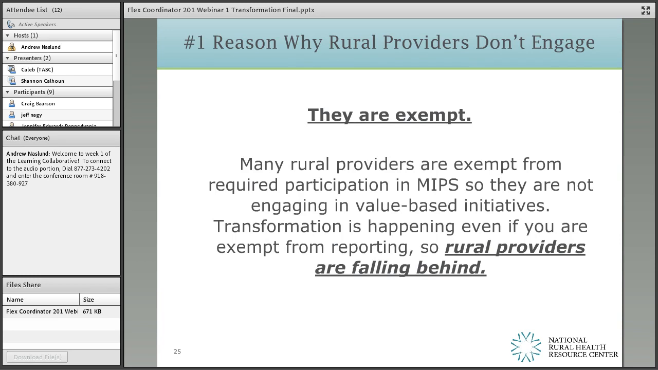So just to wrap it up, what I wanted to say, and this is a question that I want to carry throughout the next 5 webinars, is what is the rural option? And so I did this with my earlier series, but I wanted to tell you my experience in the field of why I see it's difficult for rural providers to engage in this transformation. Number one, they are exempt.